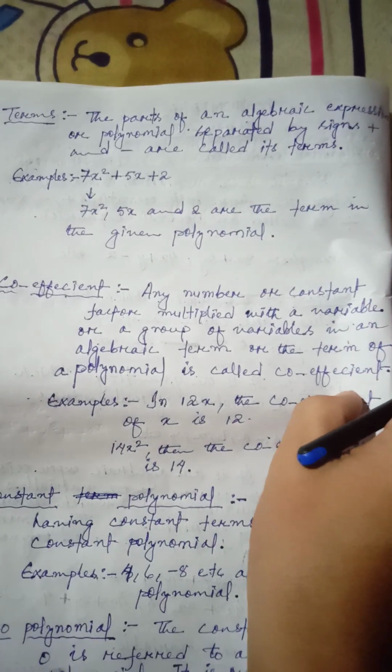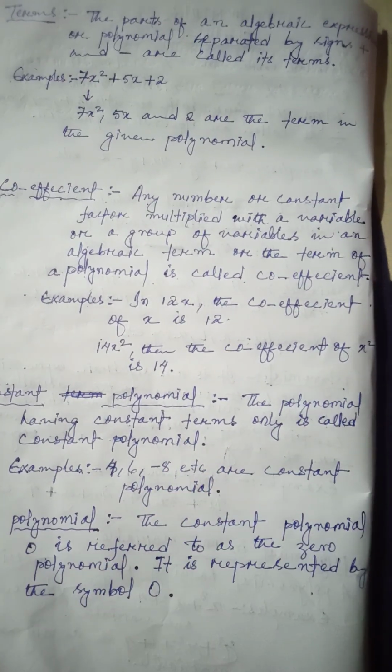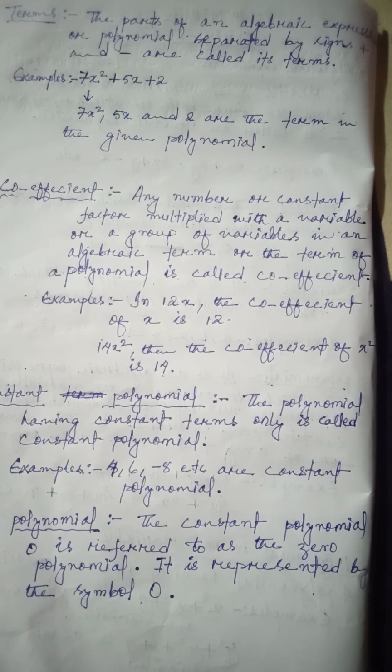Okay, if it is clear, then we will move to the next, that is coefficient. What do we mean by coefficient? Any number or constant factor multiplied with a variable or a group of variables in an algebraic term, or the term of a polynomial, is called a coefficient.